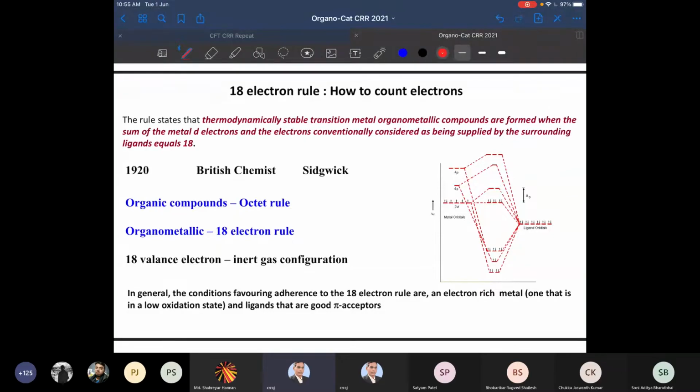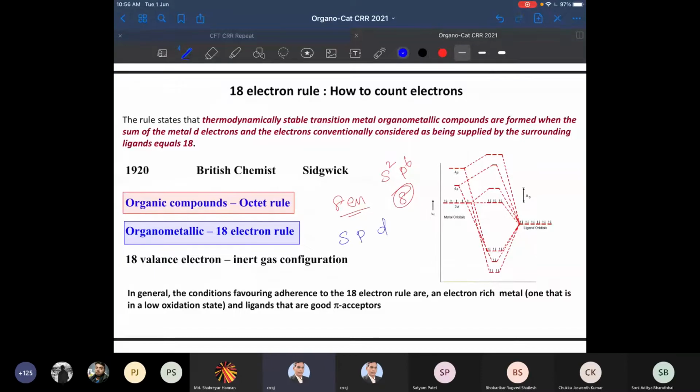So in organic compounds, what we have is the octet rule. I hope you remember: 8 electrons, that's S and P orbitals, S2 electrons and P6, you have 8 electrons. Based on that, we have the octet rule. In organometallic chemistry, we have the 18 electron rule. That is basically where it comes from. You have not only S and P but also D, say, for example, 10 electrons and 6 electrons. So what we have is 18 electrons.